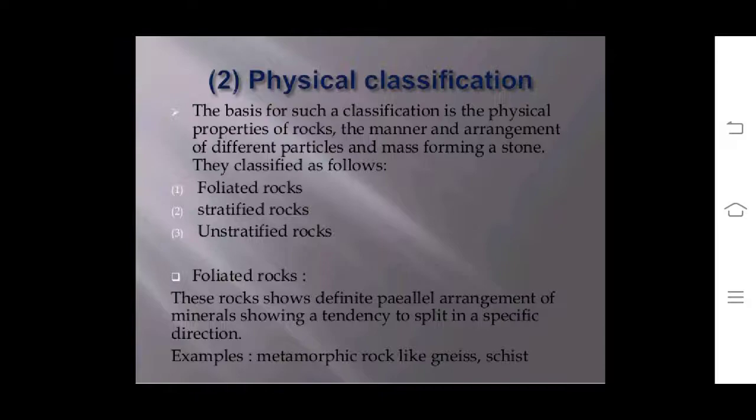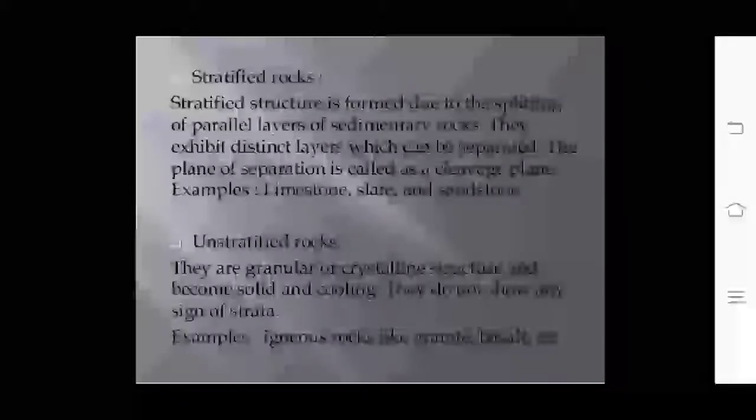Physical classification. The basis of such a classification is the physical properties of rocks, the manner and arrangement of different particles and mass forming a stone. They are classified as follows: foliated rocks, stratified rocks, and unstratified rocks. Foliated rocks show a definite parallel arrangement of minerals, showing a tendency to split in a specific direction. Metamorphic rocks like gneiss and schist are examples.